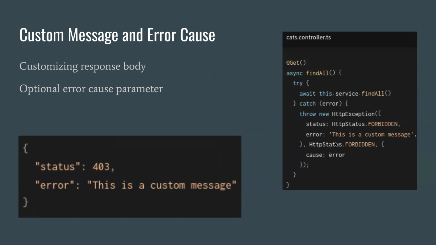So here's an example where we handle a service error. An error happens in this service find all method, and this is going to throw a custom HTTP exception with a detailed message saying this is a custom message with a HTTP status forbidden, which is 403, and providing an error cause. So this flexibility allows for more descriptive and informative error responses.